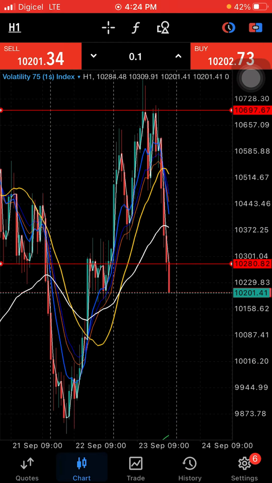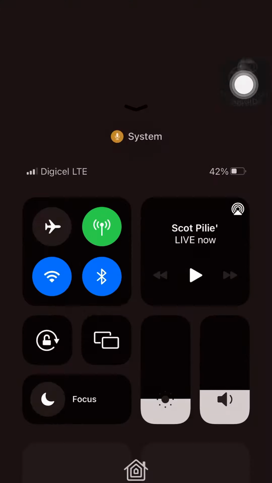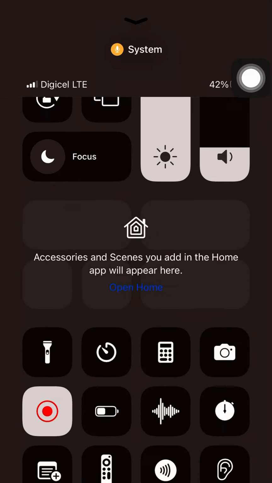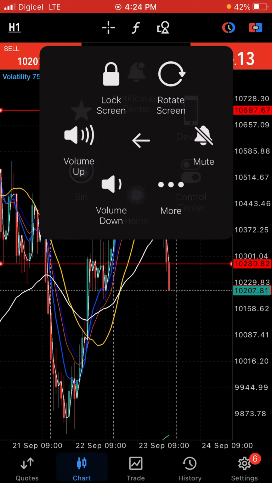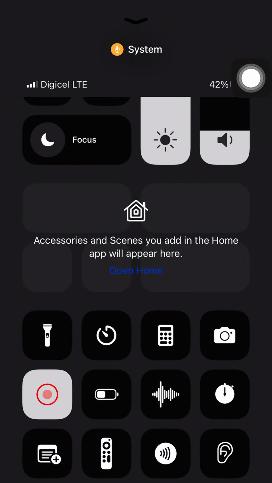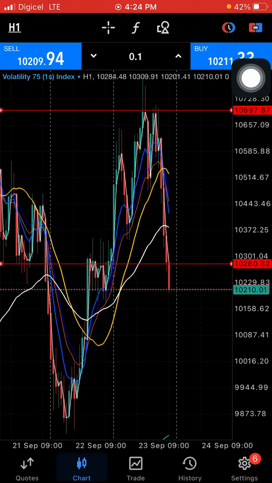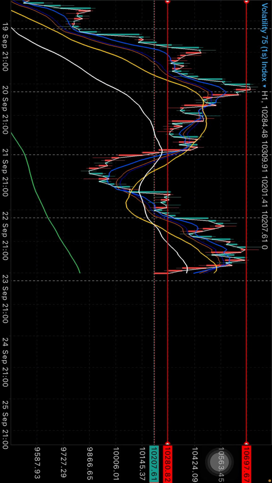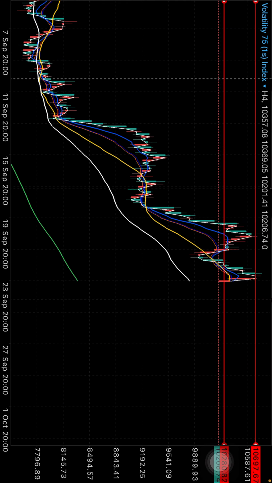Right. So we spot a trade on VIX 75. I will turn my phone sideways, so make sure you turn your phone sideways for this. Okay, it's already on. So for this video, we have to zoom out to see what is happening.